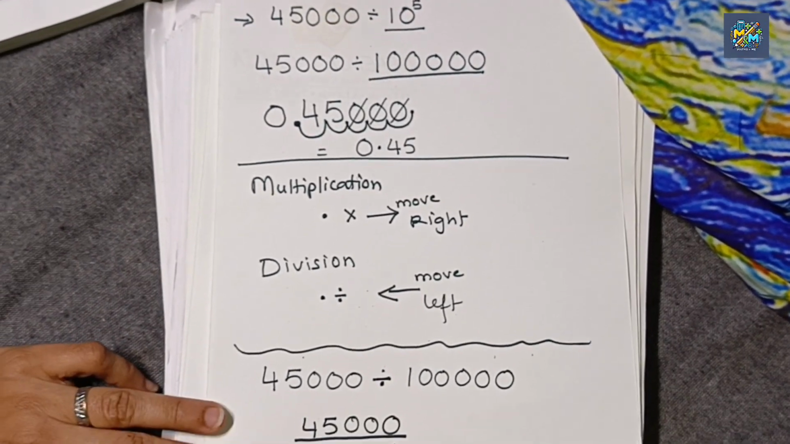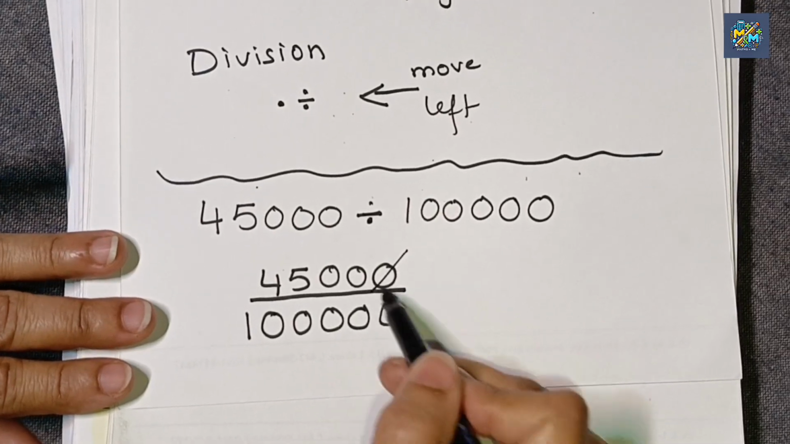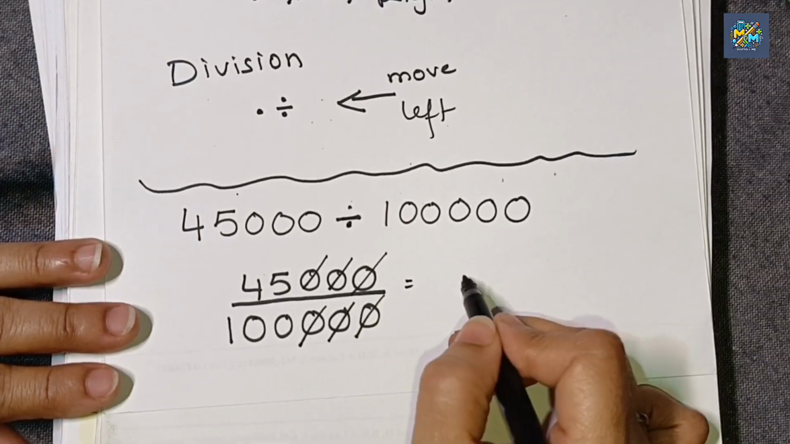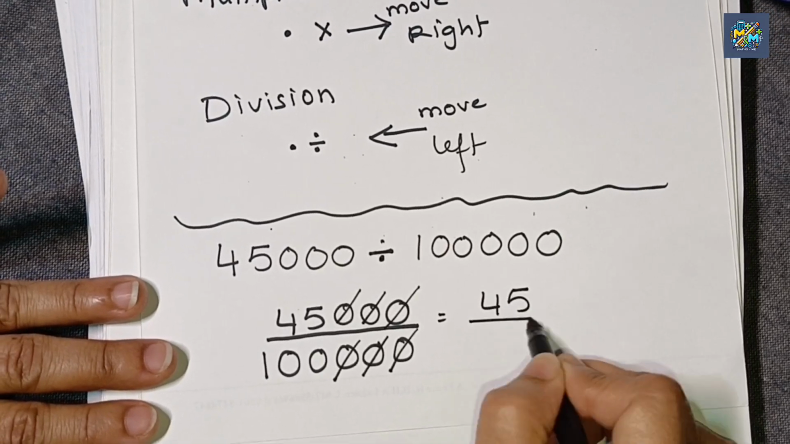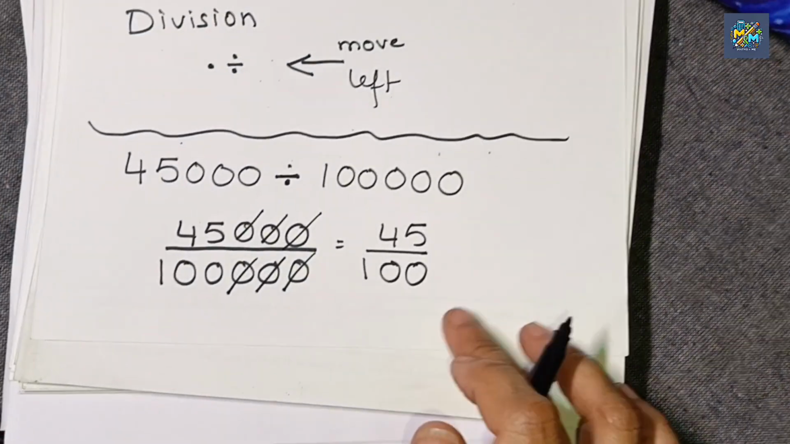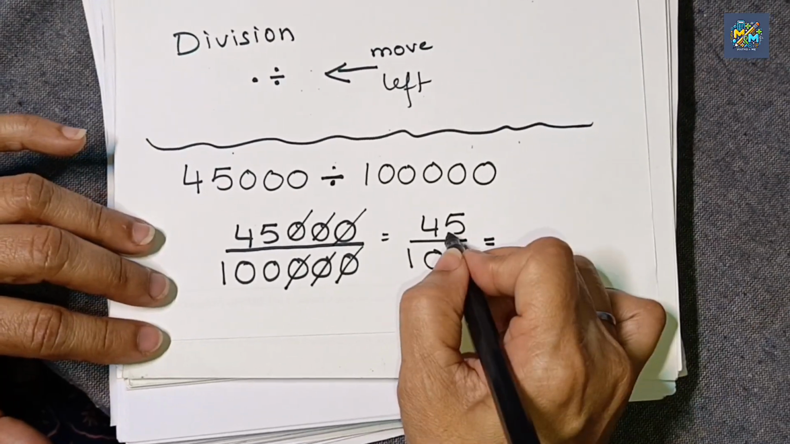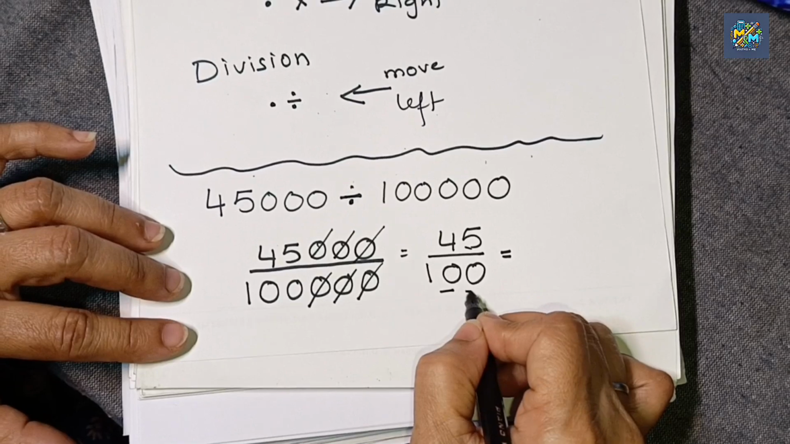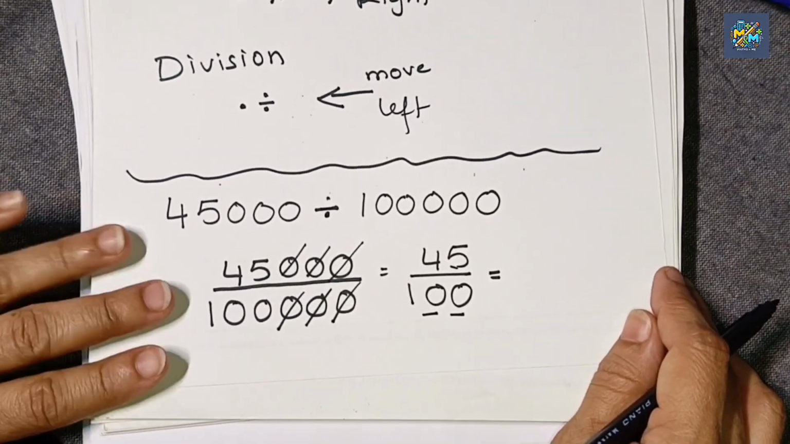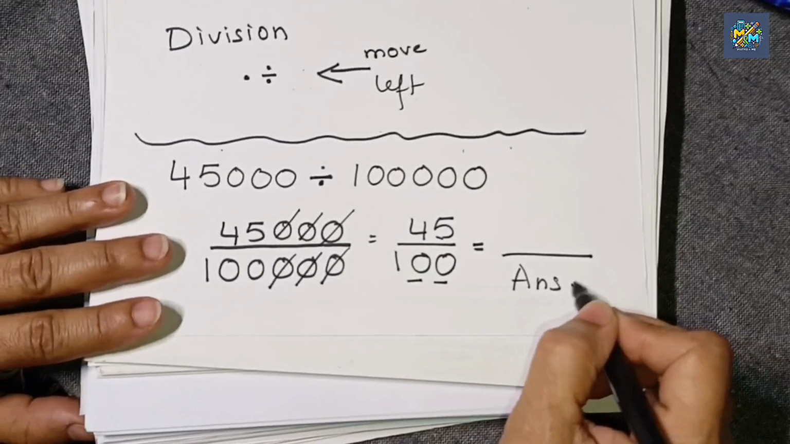I will be waiting. So now let's cancel out the equal number of zeros. Gone, gone, gone. So what is left? 45 upon 100. And this is what we have done in the previous video, whatever you can say. So now here there are two zeros. So what I have to do, what will be my answer? You are going to write the answer and you will be sharing this with me.